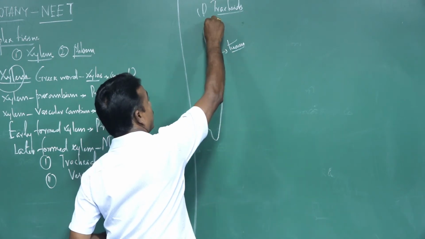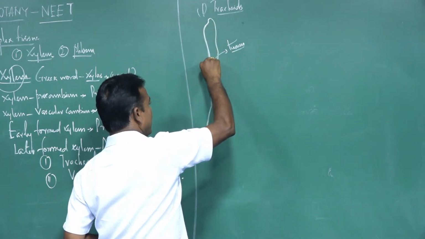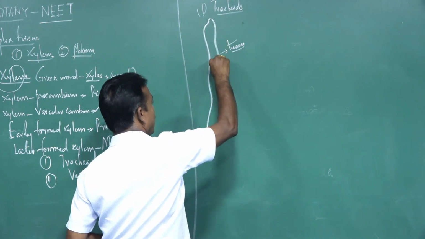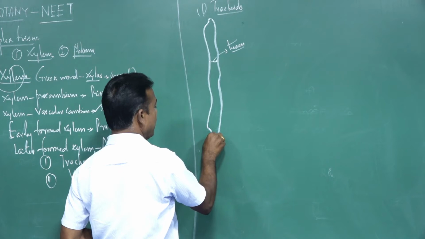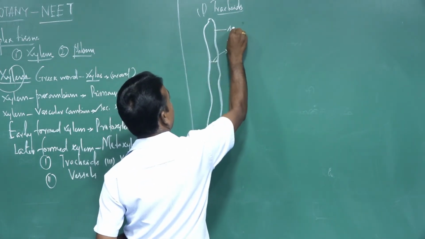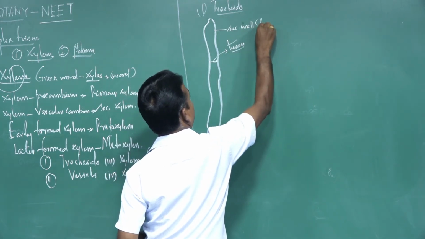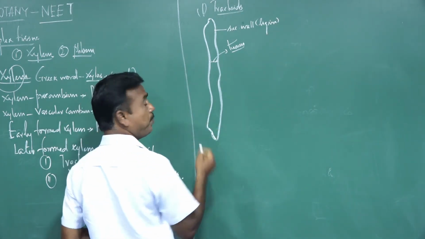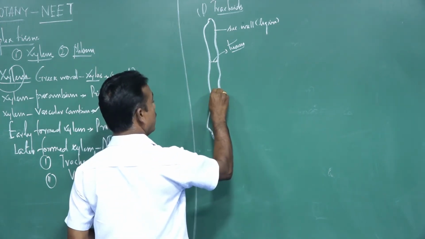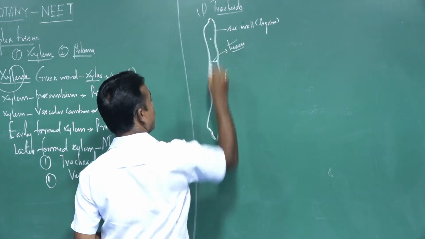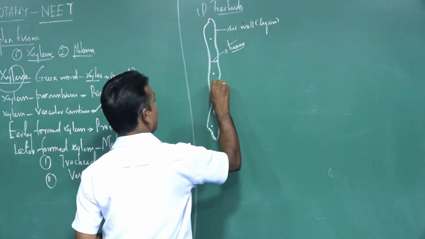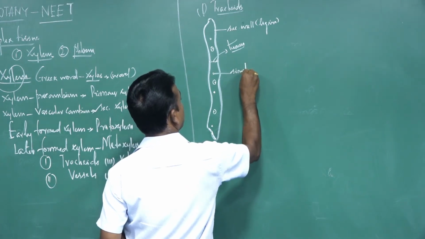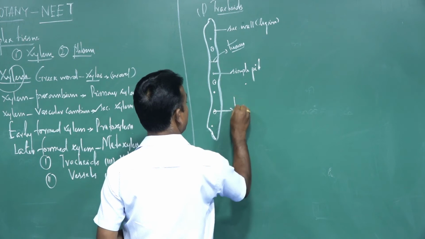In the structure of tracheids, there is thickening due to lignin deposition, a process called lignification. Due to deposition of lignin, a secondary wall is formed, so the secondary wall is made up of lignin. Inside the tracheids there are pits. What types of pits are available? Simple pit and bordered pit.